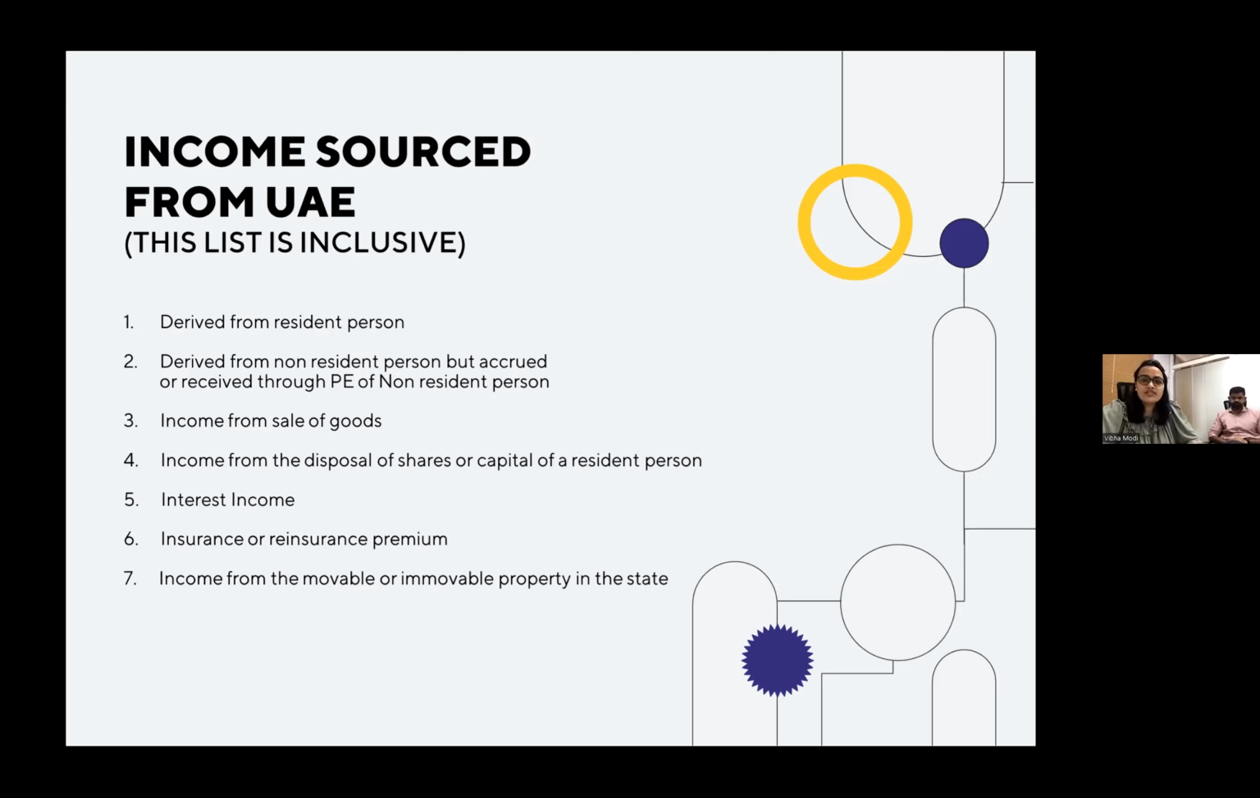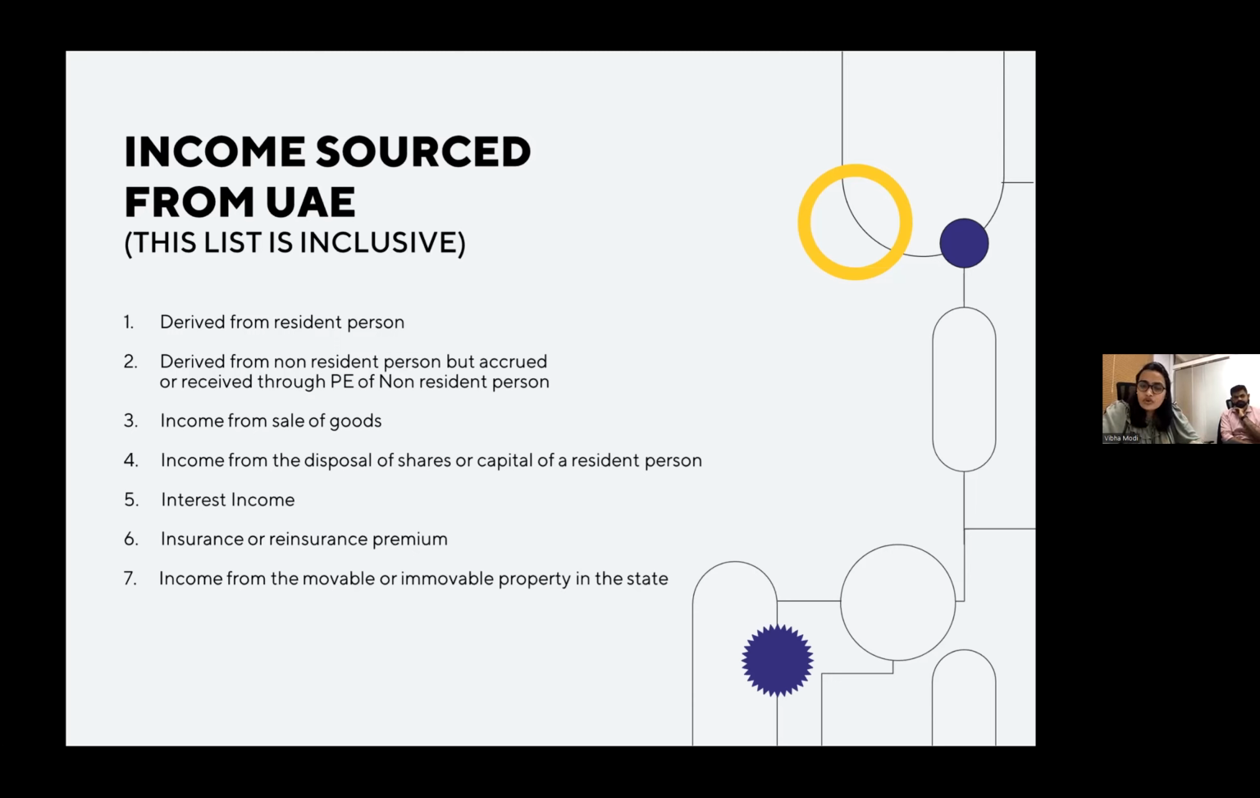But this is an inclusive list. Other kinds of income will also be included in it, which you think are sourced from UAE. Majorly, income generated from UAE is UAE sourced income, which includes any income derived from a resident person. If any income is derived from a resident person in UAE, it is considered as UAE sourced income. Any income derived from a non-resident, but accrued or received through a permanent establishment of a non-resident person, where that PE is in the UAE, is also considered as UAE sourced income.